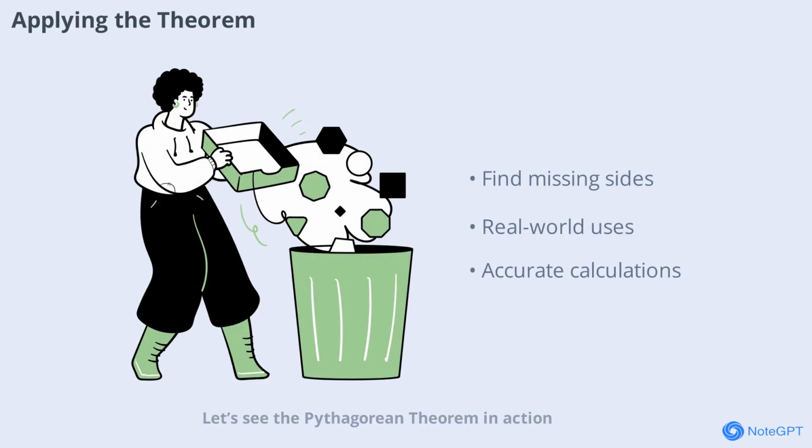Let's see the Pythagorean theorem in action. Suppose you know the lengths of two sides of a right-angled triangle. You can use the theorem to find the third side by rearranging the formula. This method is widely used in construction, navigation, and even computer graphics to calculate distances and ensure accuracy.